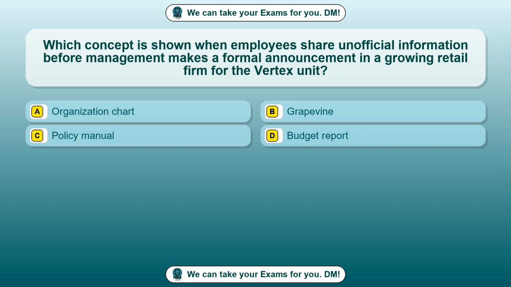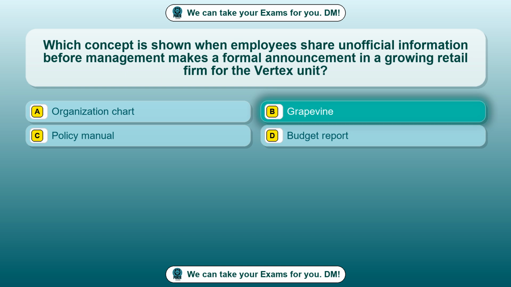Question 58. Which concept is shown when employees share unofficial information before management makes a formal announcement in a growing retail firm for the Vertex unit? Option A, organization chart. Option B, grapevine. Option C, policy manual. Option D, budget report. The correct answer is option B, grapevine.